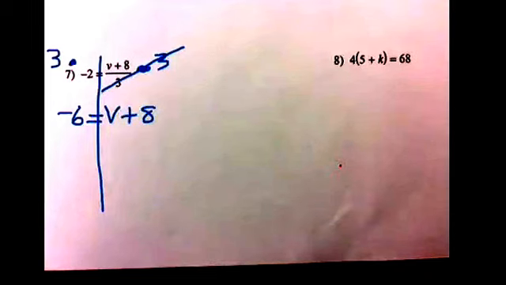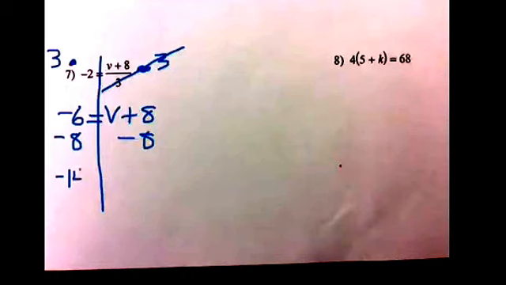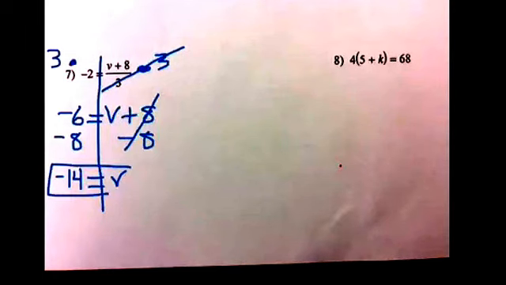Then that becomes a super easy one-step problem. I'm going to take my plus 8 and subtract 8 to get the v by itself. Subtract 8 on this side. In the calculator, negative 6 minus 8, I'm going to get negative 14 equals v, because this 8 and this negative 8 divide out, cancel out and become 0. So our solution is v equals negative 14.